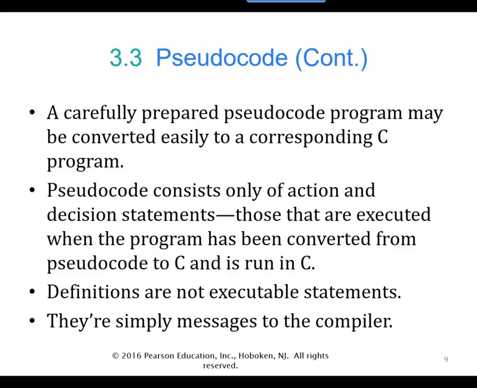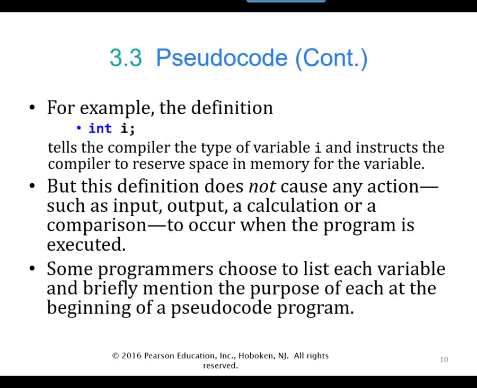Pseudocode might be input number 1. Well, for input number 1, I might have to do a printf to print the prompt, and then do a scanf. So my pseudocode might just say input first number. So definitions are not executable. A definition here is we're just defining i as an integer is what we're talking about.